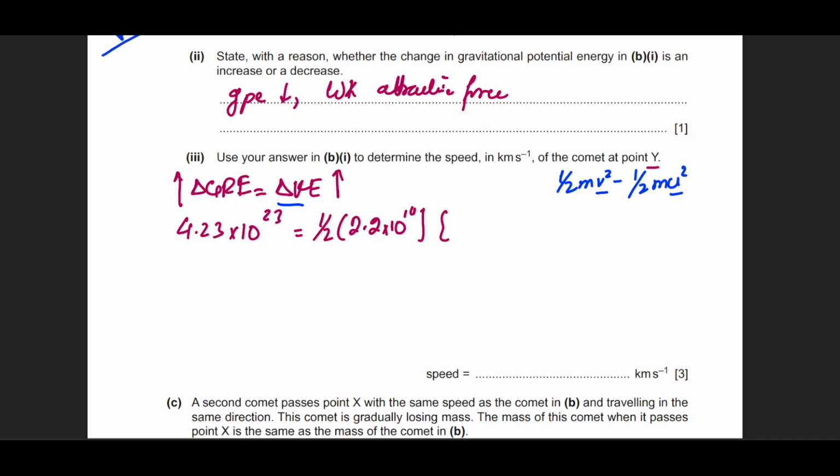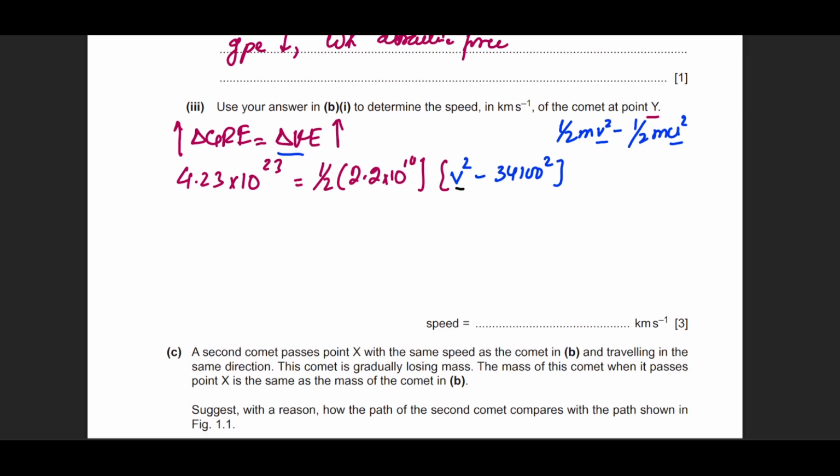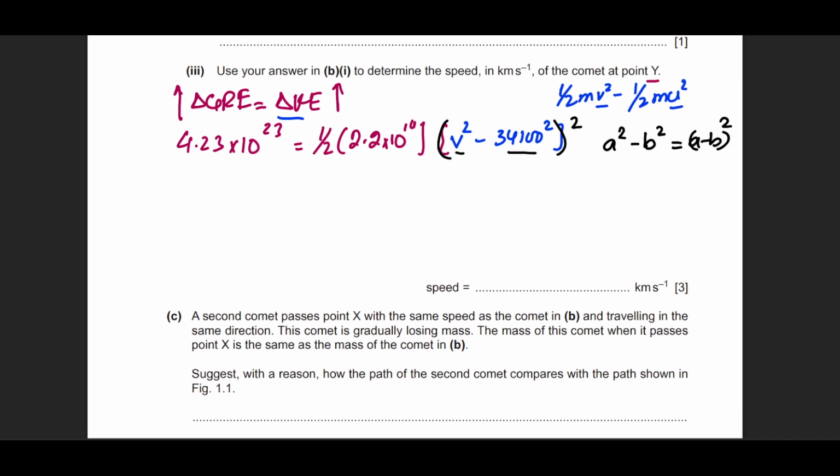But since half m is common for both of them, we're writing this down as v squared minus 34,100 meters per second, squared. And of course, the velocity has to be converted into meters per second before using this formula. Okay. Please don't forget that these are actually squares independently. Please notice that a squared minus b squared is not equal to a minus b whole squared. Don't do it like this, that you take this whole square outside and then subtract it. This will be wrong. Please use some mathematics.